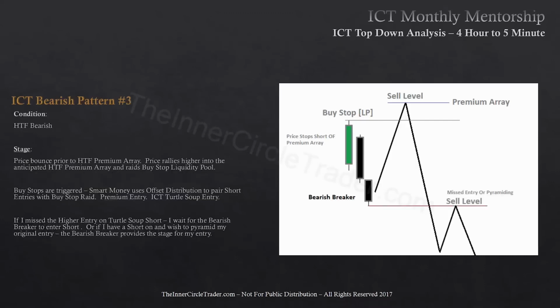Okay, an ICT bearish pattern number 3. So that run above that short-term high, tripping out buy stops, reaching the premium array that we were anticipating price to trade up to, but it didn't do it on its first attempt, then it finally trades up to it. That's where I want to sell.